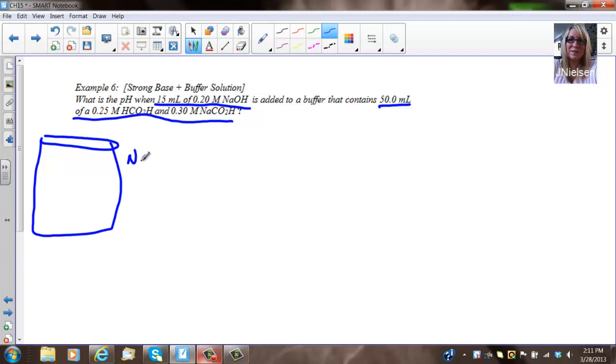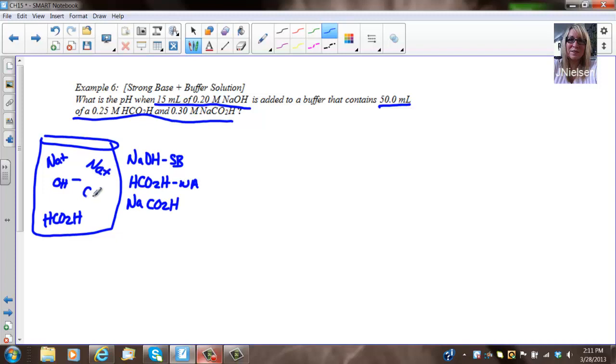I've got NaOH, which is a strong base. So that's going to dissociate. I've got my weak acid, which is going to stay intact. It's my weak acid. And I have, again, my sodium formate, which is the salt of a weak base, and that's going to dissociate into Na plus and CO2H minus.